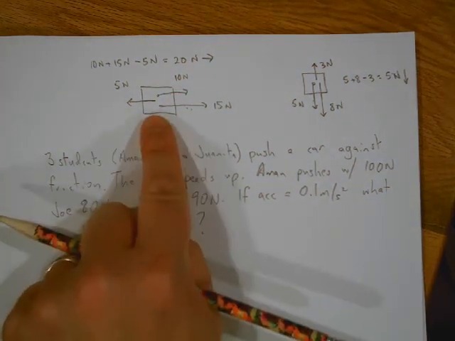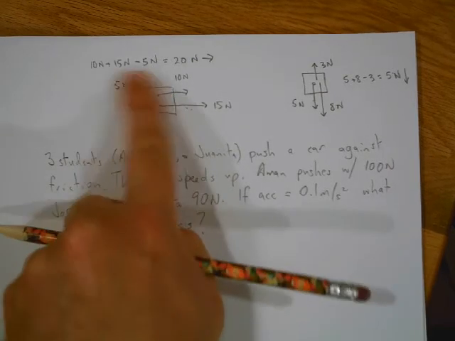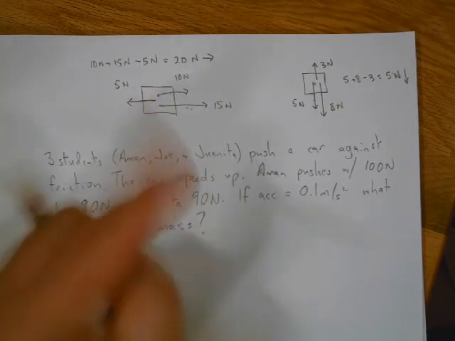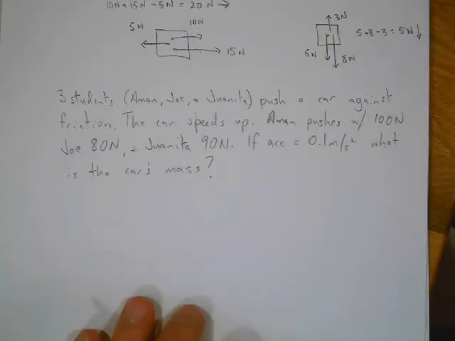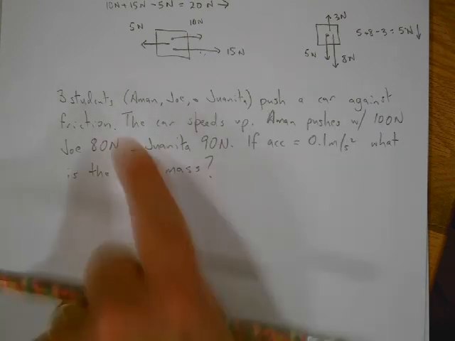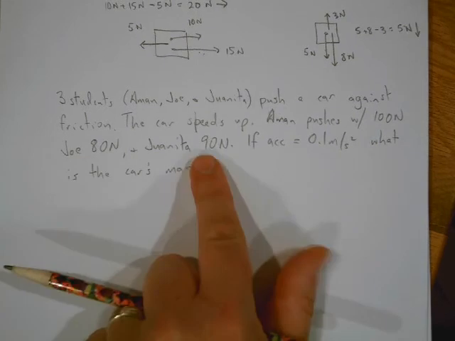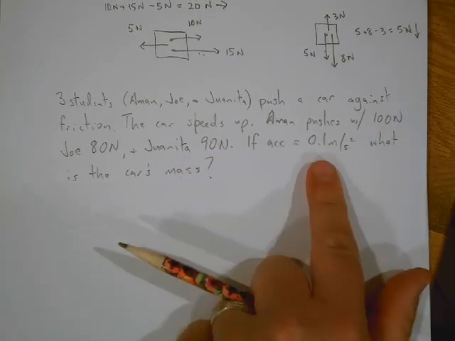Your first step is to draw your FPD, then write your equation from your picture, and then you solve. Let's do a problem similar to the one in your packet. Three students, Aman, Joe, and Juanita, are pushing a car against friction. Hopefully, if we're at school, you'll do a lab where you push your teacher's car. The car speeds up. Aman pushes with a force of 100 newtons, Joe 80 newtons, Juanita 90 newtons.